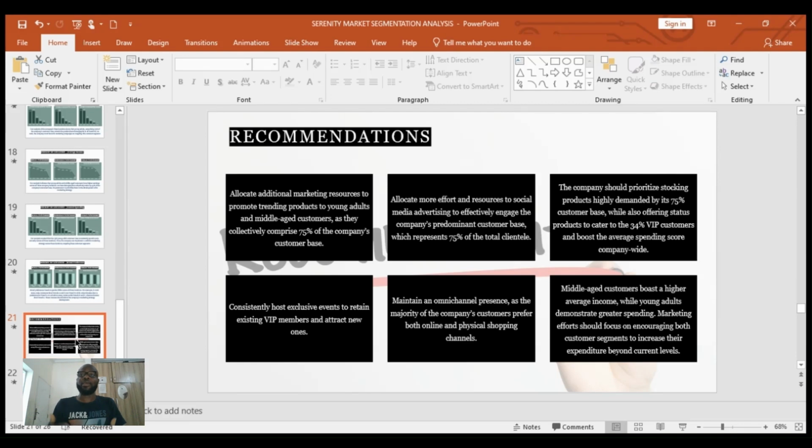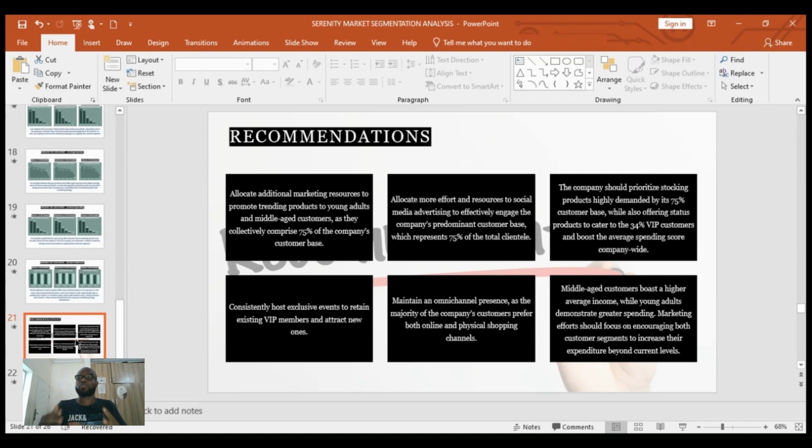And not just stopping there, for the 34% VIP membership, the company also needs to ensure that the luxury products that they like are always available in stock for them as well. And then we went further to recommend that the company should consistently engage with its VIP members with exclusive events that will help them engage with them one-on-one, so that they can from time to time better understand their preferences and their behavior per time.